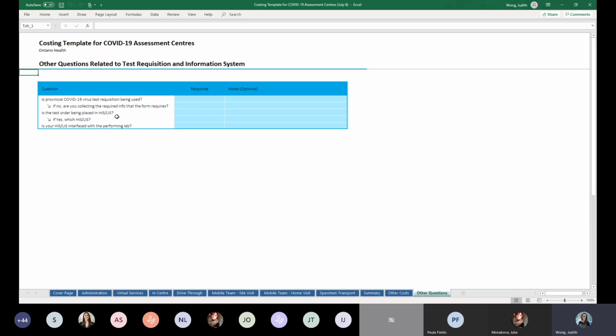Whether the order is being placed in your health information system or lab information system, and whether that information system is interfaced with the performing lab. So please do complete this tab for us as well. And with that, we will go to questions.